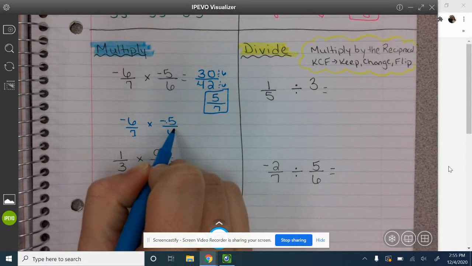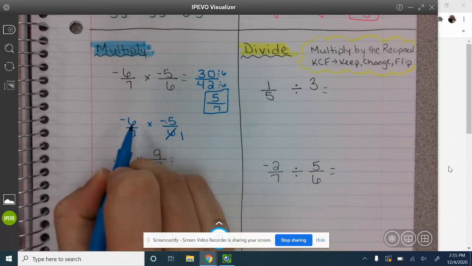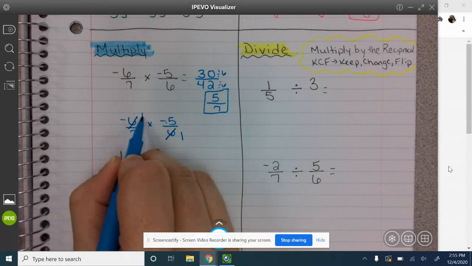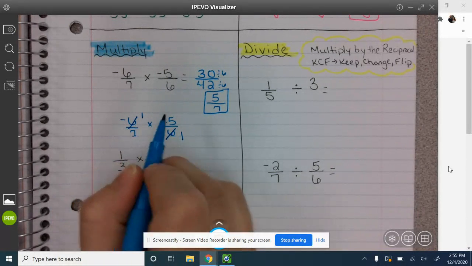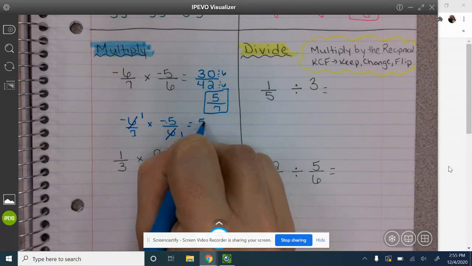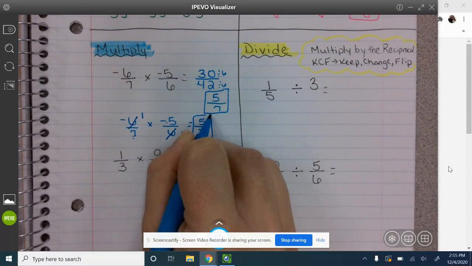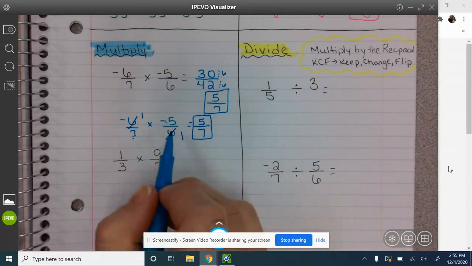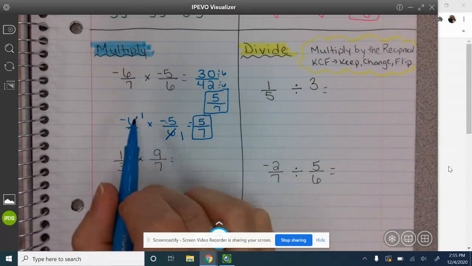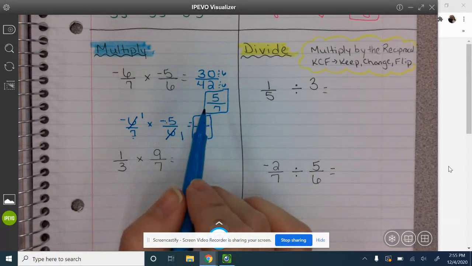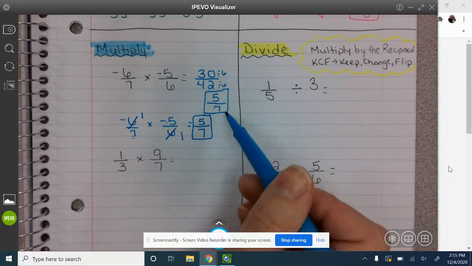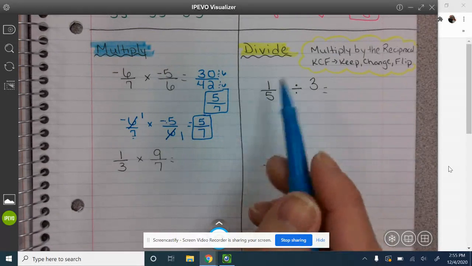So I'm going to say 6 divided by 6 is 1. 6 divided by 6 is 1. So now I have -1 times -5, which is +5, and 7 times 1 is 7, and I get an answer of 5/7. I just did my simplifying when the numbers were smaller instead of when the numbers were bigger, because I end up with the same answer either way.